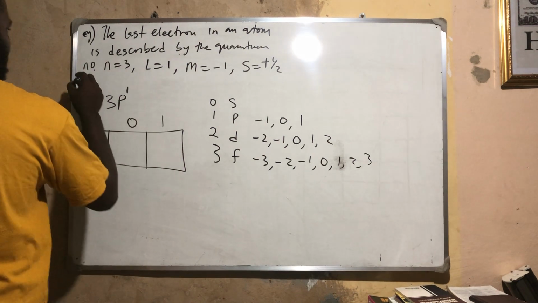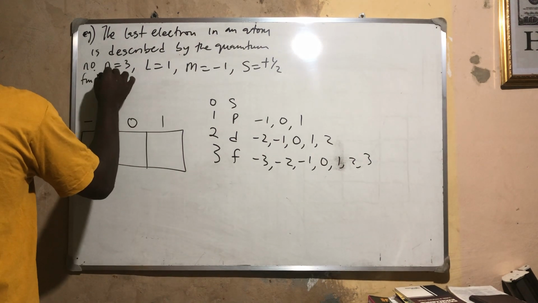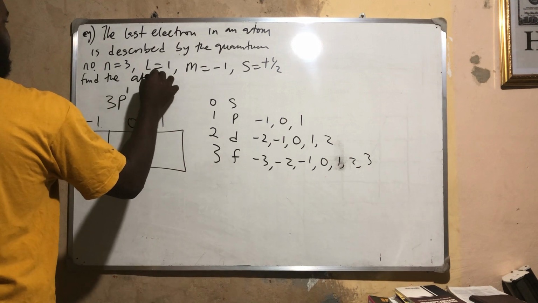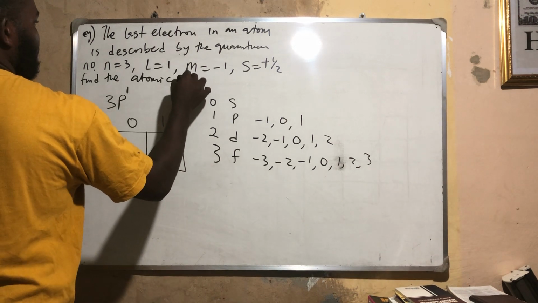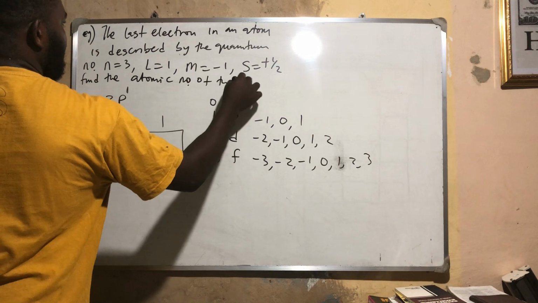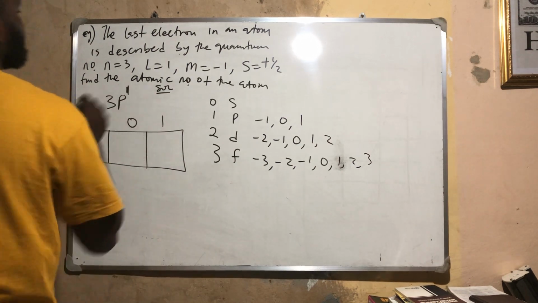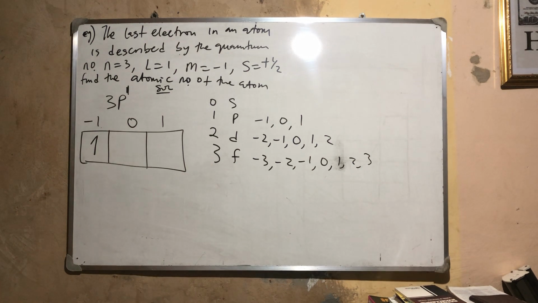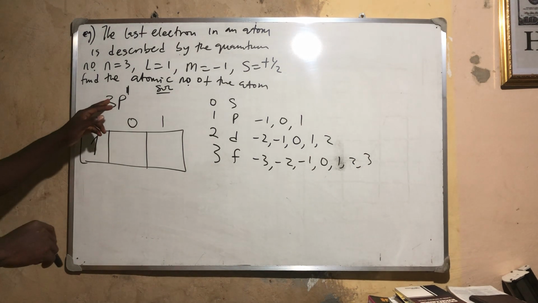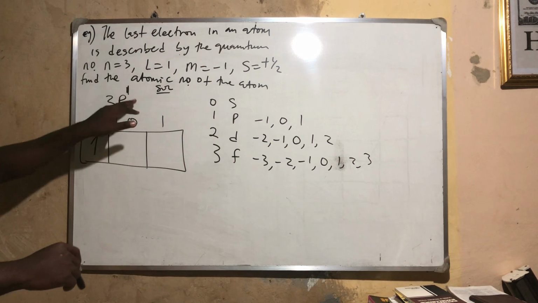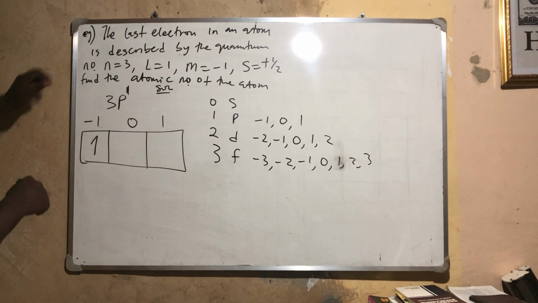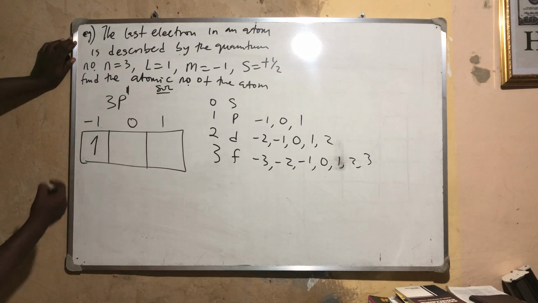Sorry, the question is not complete. It is find the atomic number of the atom. So how do you find the atomic number of this atom? Now they say that the last electron is this. So let's continue the way we normally write electronic configuration.